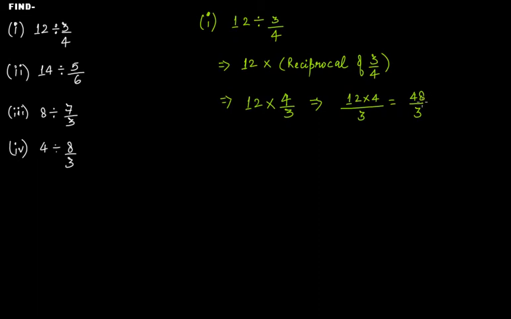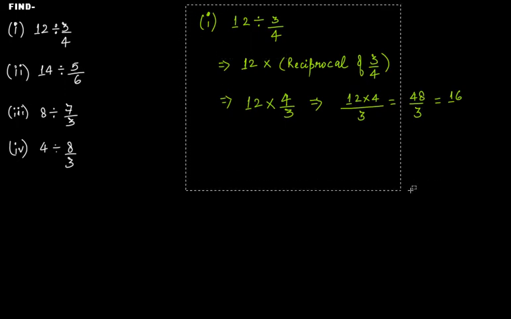Now if you want to further simplify it, you can simplify it. Like if you divide this 48 by 3, you'll get 16, right? If you don't want to simplify it, even this is also correct. Let's take the second one.